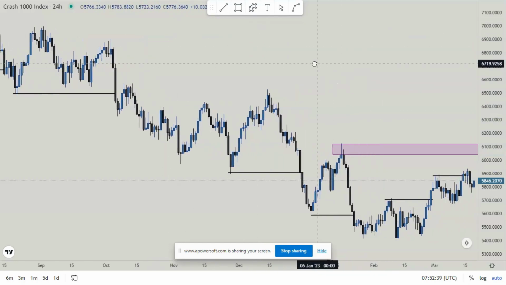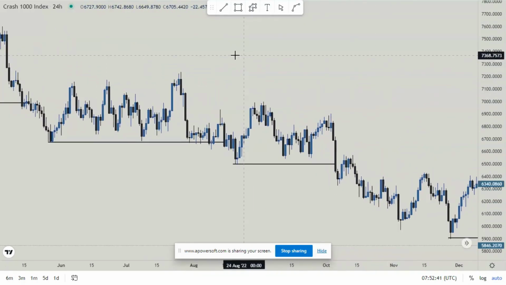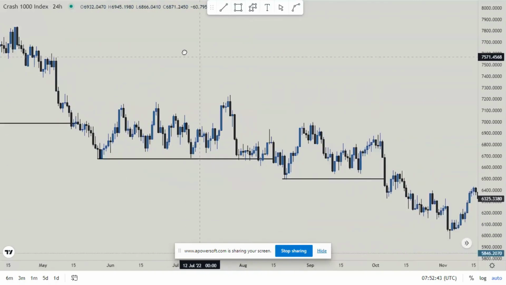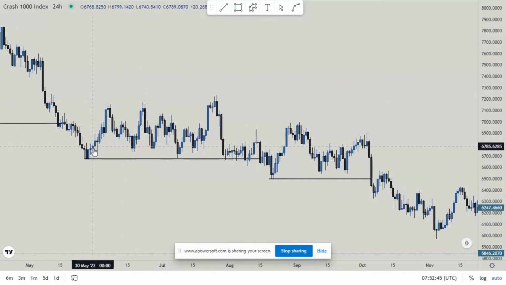So now, let's start up here. We have a break of structure here. On this impulse, this is the impulse that came from up to break that structure here.